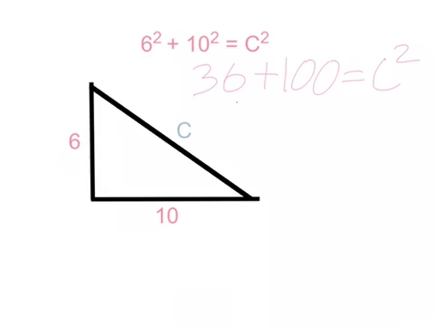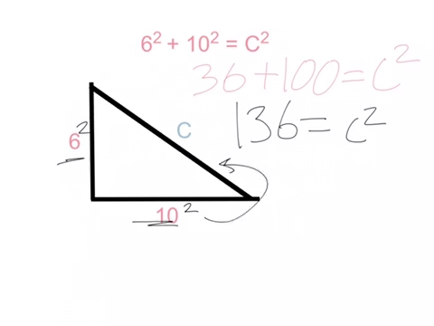Then you add them together, so you get 136 equals c squared. So this squared plus this squared equals this squared. And the square root of 136 is 11.662, which is equal to c. So that's your value for side C.